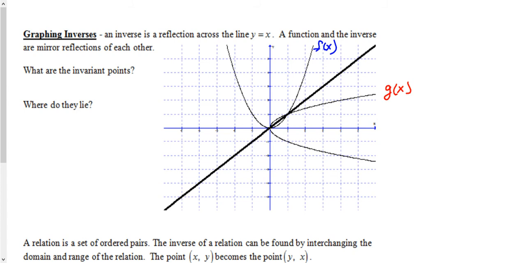Invariant points on this graph here have to be points on y equals x. So we have an invariant point right here. Sorry, that's kind of hard to see in black there. Let's pick a different color. We have an invariant point right here at 0, 0, because that's a coordinate that both graphs are passing through, and at 1, 1. Invariant points are always on your y equals x line.